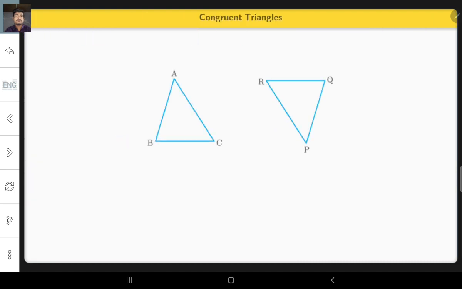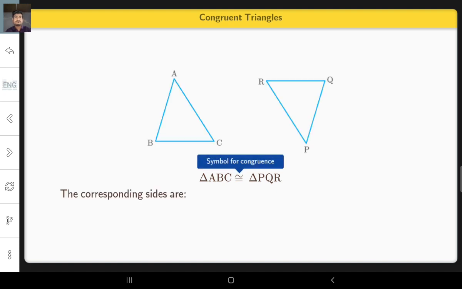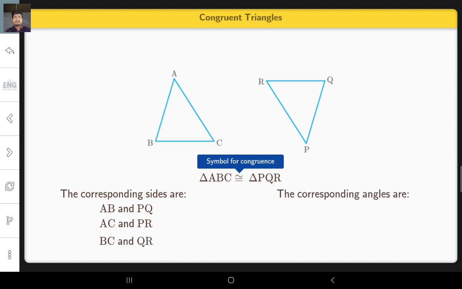In geometry, two figures are congruent if they have the same shape and the same size. If these two triangles are congruent, it means their corresponding sides and corresponding angles are equal. If triangle ABC is congruent to triangle PQR, then the corresponding sides are AB and PQ, AC and PR, BC and QR. The corresponding angles are angle A and angle P, angle B and angle Q, angle C and angle R. This is the symbol for congruence.